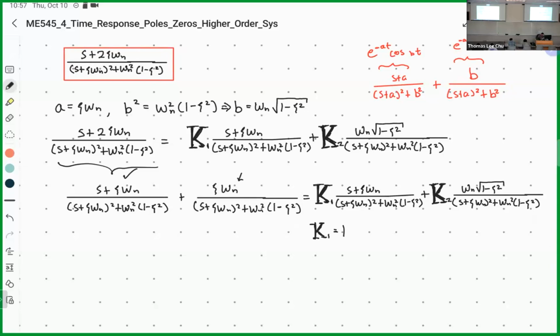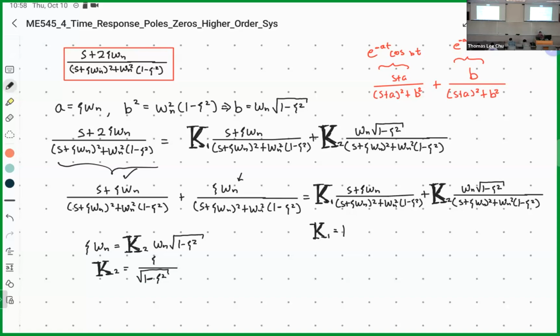All right, so then this one's pretty straightforward. We'll just say zeta omega n is equal to big K2 times omega n divided by the square root of 1 minus zeta squared. And then we get K2 is equal to zeta divided by square root of 1 minus zeta squared. There you go. So that's it. We have that term. We're done with the partial fraction expansion, and then we can plug everything back in.